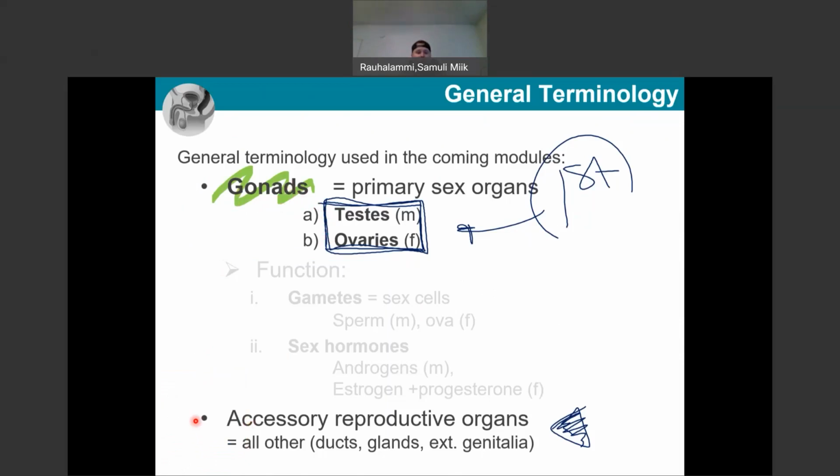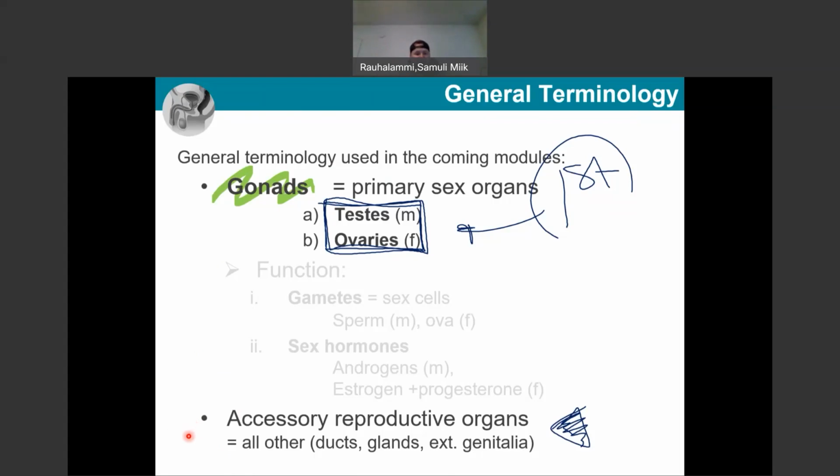All other structures that we will cover in this review session of the male and female reproductive system are going to be our accessory reproductive organs. One thing that you'll notice is that we're going to have various different glands, and we're going to have a lot of duct network, these tubes that connect different parts to each other. And then we're going to see a few other structures as well.